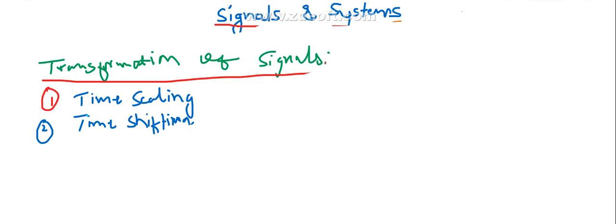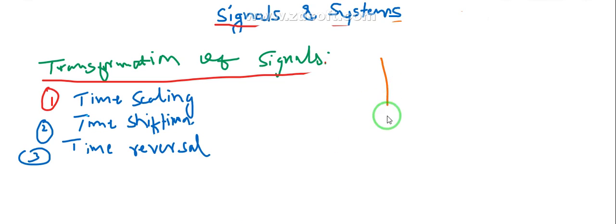Next, the third one. Third is time reversal. Time reversal means what? Let us now consider some signal. I will draw a beautiful signal. Let us see this signal for time reversal.